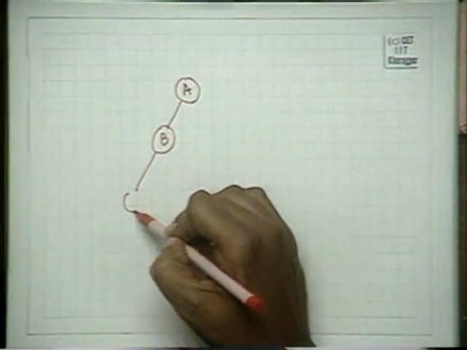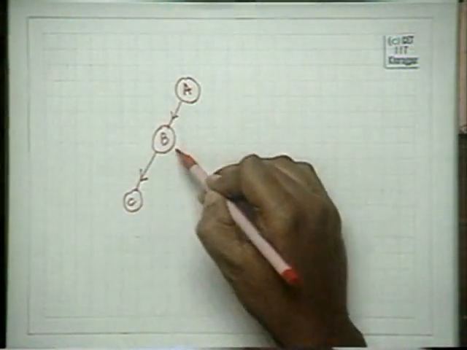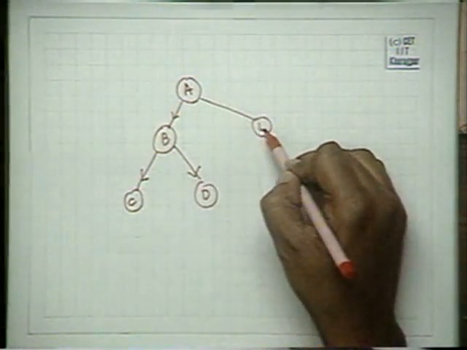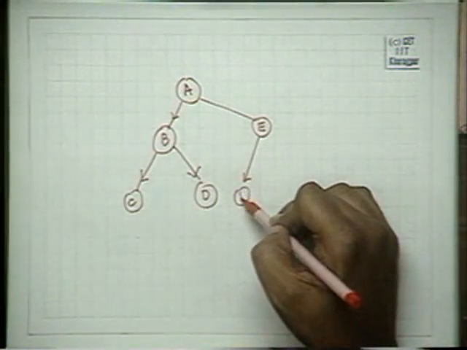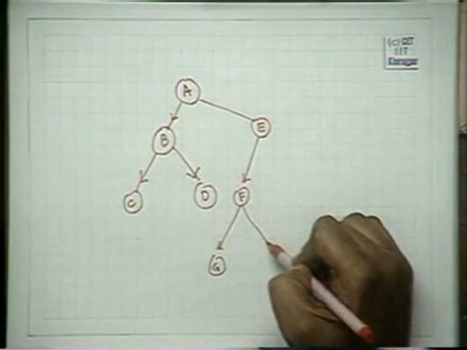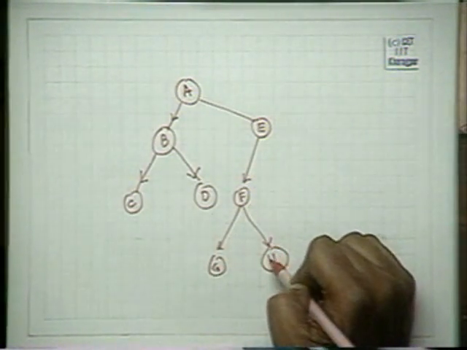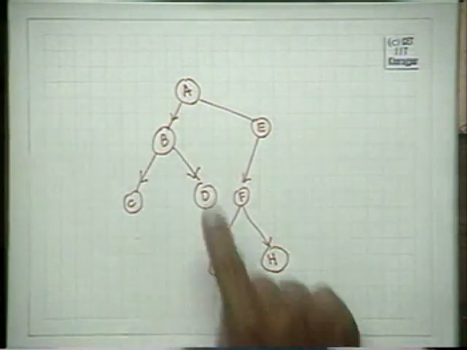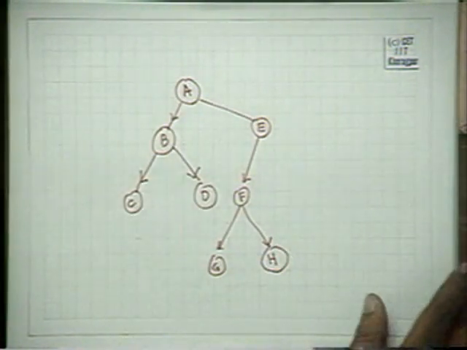That is, let us assume that we have got A, B, C, D, E, F, suppose this is the structure. Then how do we write down a tree protocol?